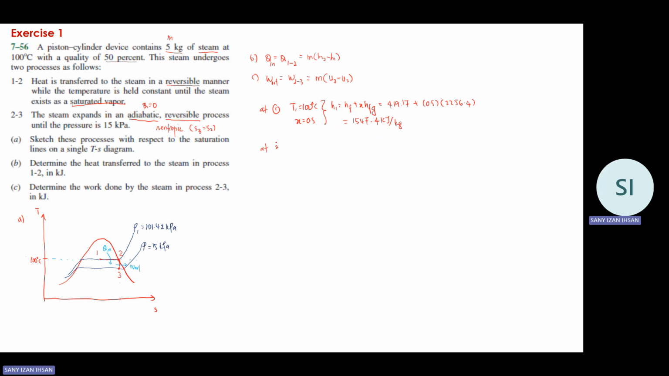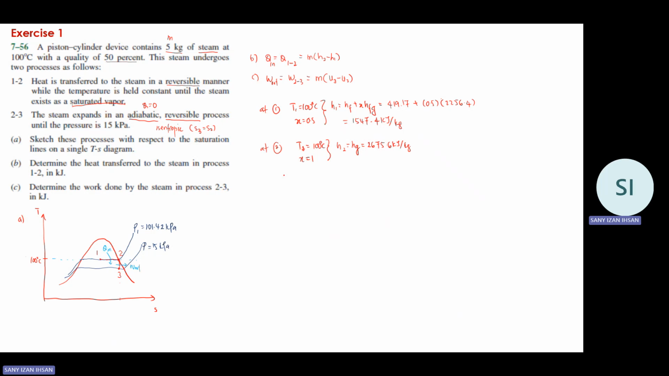Now we can go to state 2. We know that T2 equals T1, 100 degrees Celsius still. And we know also the quality now equals 1. It is already fully vaporized. So again, go to the table. Then we do not need to find the saturated liquid. We can take from the saturated vapor condition, which is 2675.6 kilojoule per kilogram. That would help us to solve part B. Basically, we can solve part B already now. H2 and H1 are given. Let's just continue with all the properties since we are using the table now.